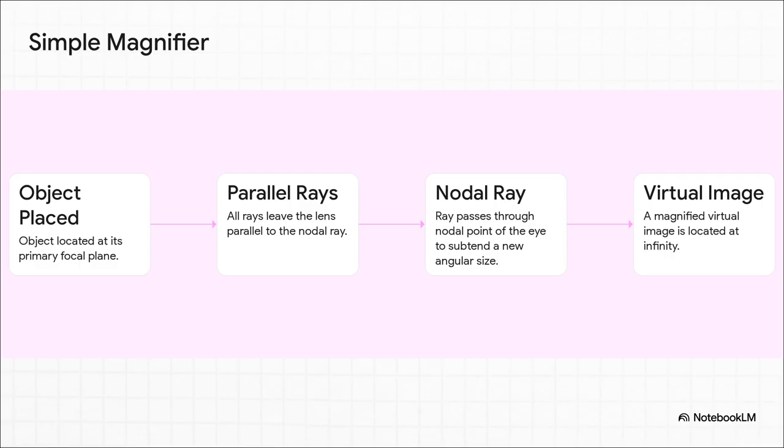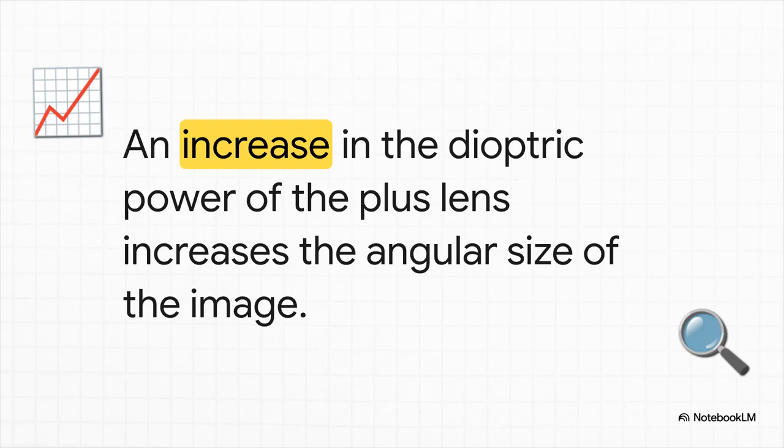That steeper angle creates a massive footprint on the retina, which the patient's brain then interprets as a giant virtual image sitting way out at infinity. Therefore, a bump in the dioptric power of that plus lens directly increases the angular size of the image hitting the retina. We denote this new magnified angle as theta prime.